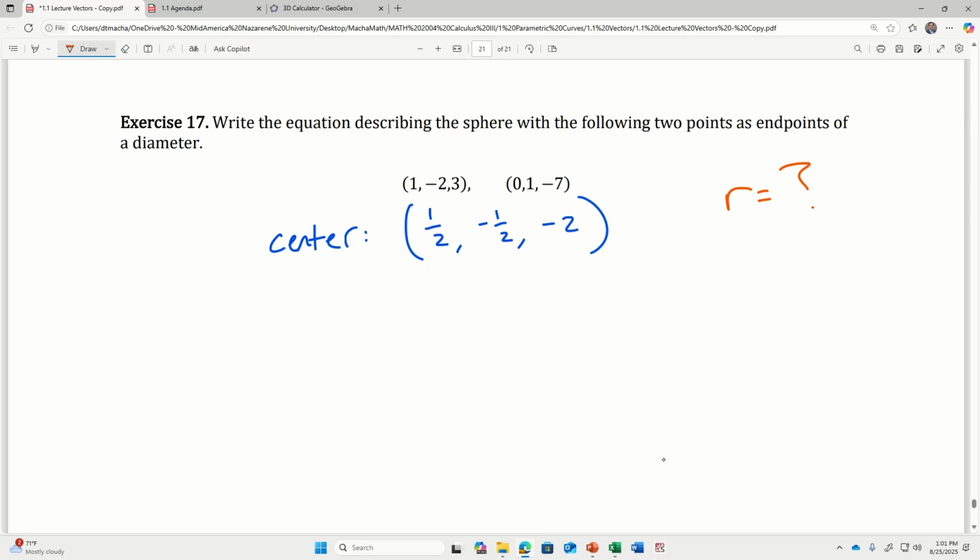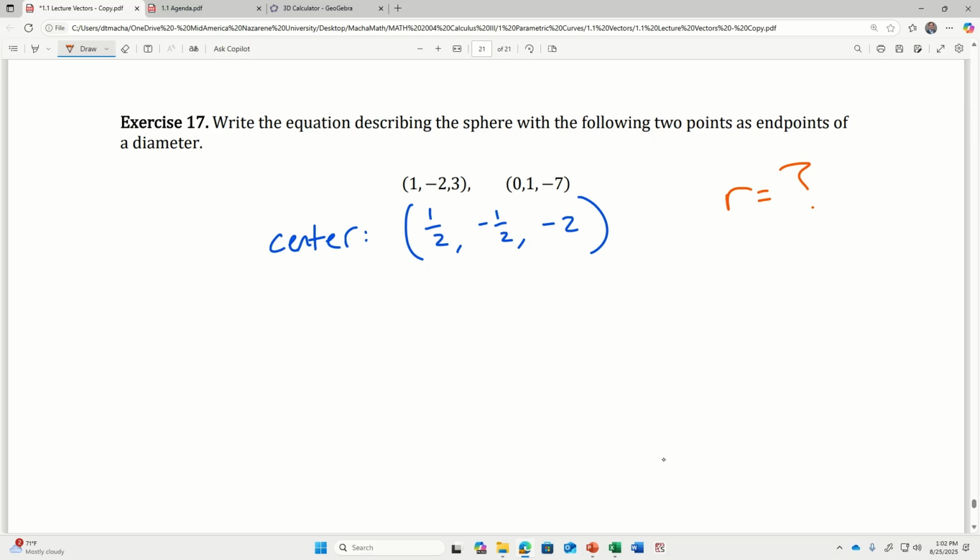Could you just find the distance from one of the points to the center? The radius is the distance from any point on the sphere to the center. We've got 2 points on the sphere that we can use. And so we just have to find the distance from one of those points to the center. Another option is you could find the distance between those 2 points and then divide it by 2, because the diameter is twice the radius.